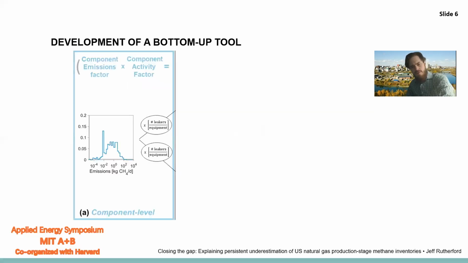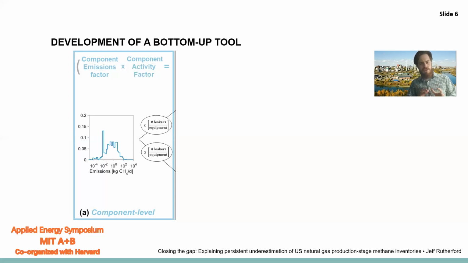So before I go into the results, I'll explain briefly how these bottom-up tools work. So these bottom-up tools essentially consist of two successive extrapolations, where at each step, emissions factors, or emissions per unit device, are multiplied by activity factors, or counts of devices. The first extrapolation is from the component level to the equipment level. The second extrapolation is from the equipment level to the basin or national level.